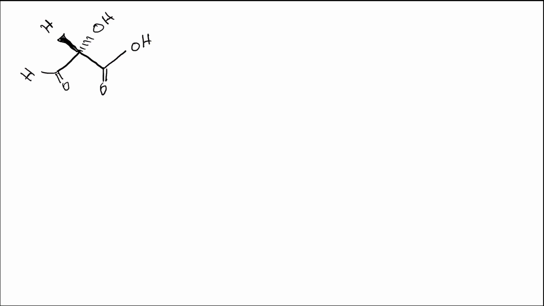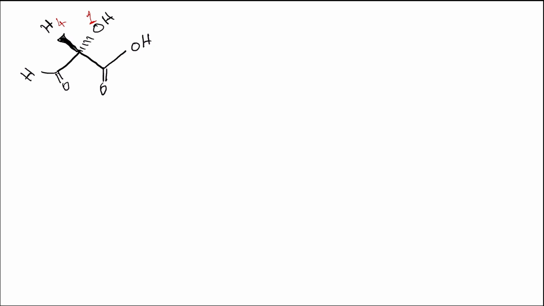Let's have another example. So we have this molecule. Let's give priorities to the different groups. The OH here is going to have the highest priority, so this is number 1, and hydrogen, of course, is going to be number 4. Then we have these two groups. Which one will take priority?